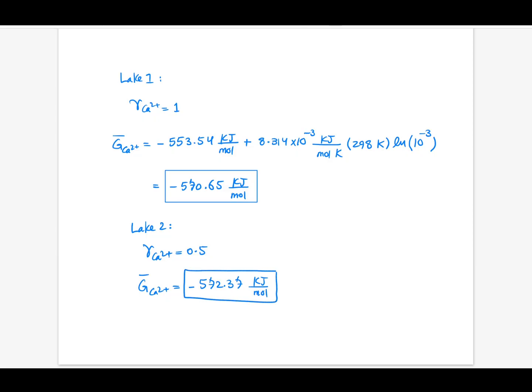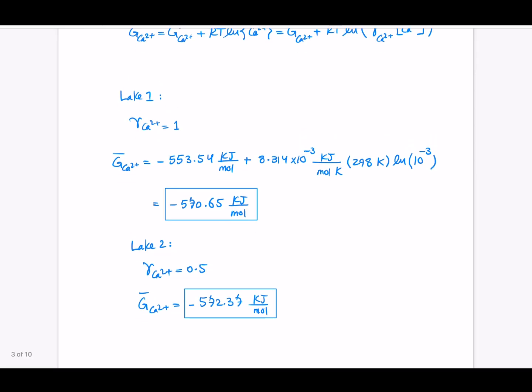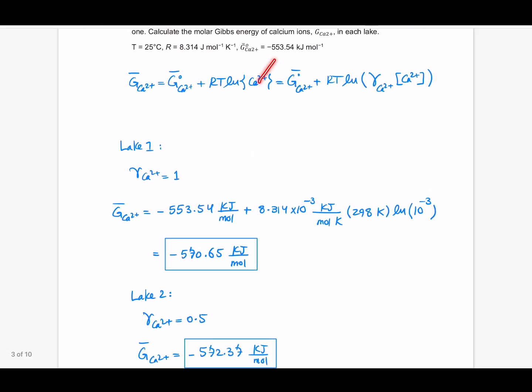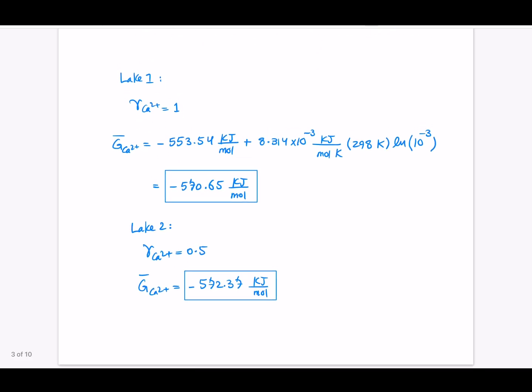So it's similar to lake 1, a little bit deviated from that, and deviated also from the standard condition. Again, this shows that for the same concentration of calcium, for the same species of calcium ion, the molar Gibbs energy associated with this ion could be different in different systems. Here, the only difference between the two was how much ionic strength we have in different media, so how much activity is suppressed compared to the ideal solution.